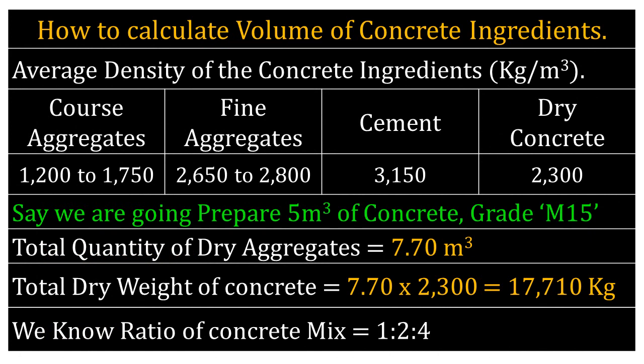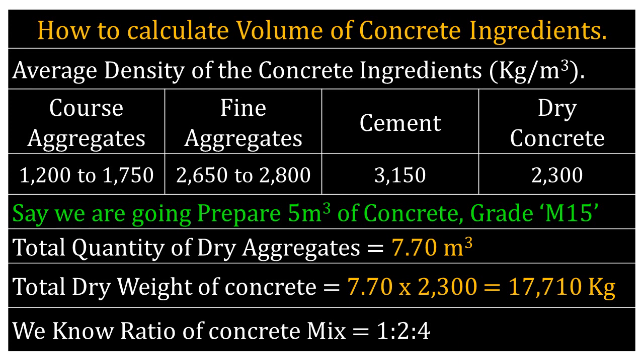Title of this slide: How to calculate volume of concrete ingredients. Average density of the concrete ingredients, kg per meter cube. Coarse aggregates, 1,200 to 1,750 kg per meter cube. Fine aggregates, 2,650 to 2,800 kg per meter cube. Cement, 3,150 kg per meter cube. Dry concrete, 2,300 kg per meter cube.